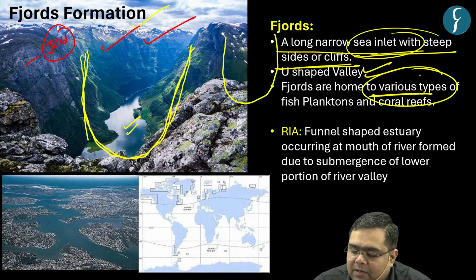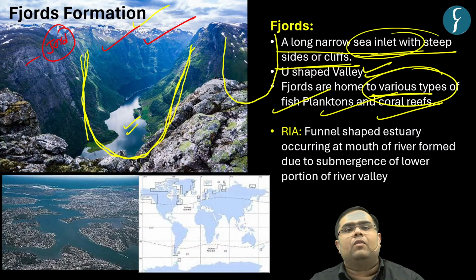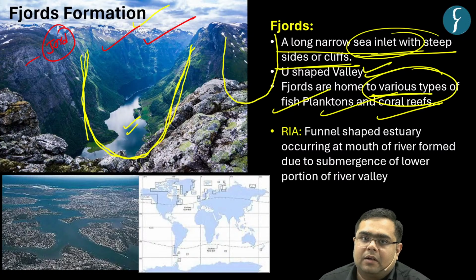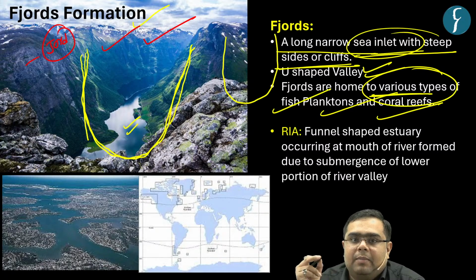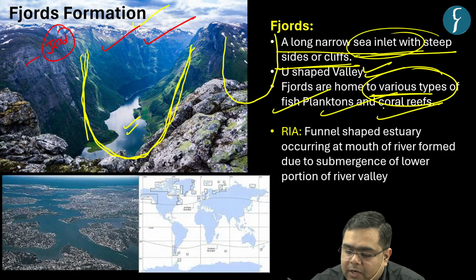Talking about biodiversity, these are home to various types of fish, planktons and coral reefs. In the previous video, last week's video, Vaibhav Sir had covered the concept of dark reefs or deep sea coral reefs. So you must be able to interconnect that deep sea coral reefs are again formed in northwestern parts of Europe. So this concept is interlinked over here.